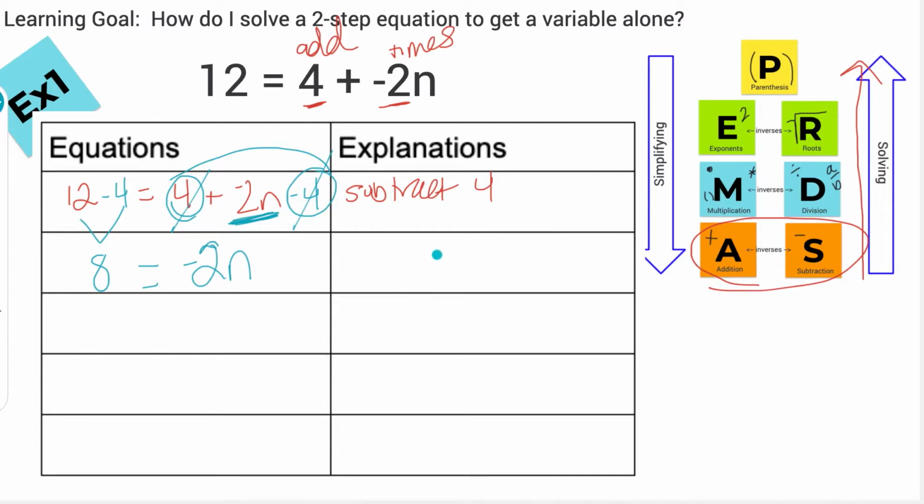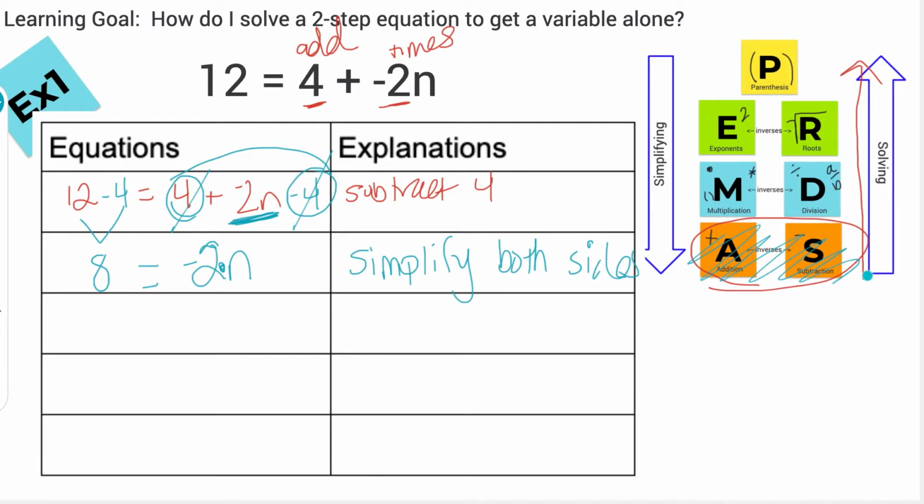So that's the first step. How did I do that? Well, simplify. Okay, simplify both sides. Okay. So we dealt with the addition and subtraction. We dealt with that plus 4. Now I still have this times negative 2 that I need to deal with.